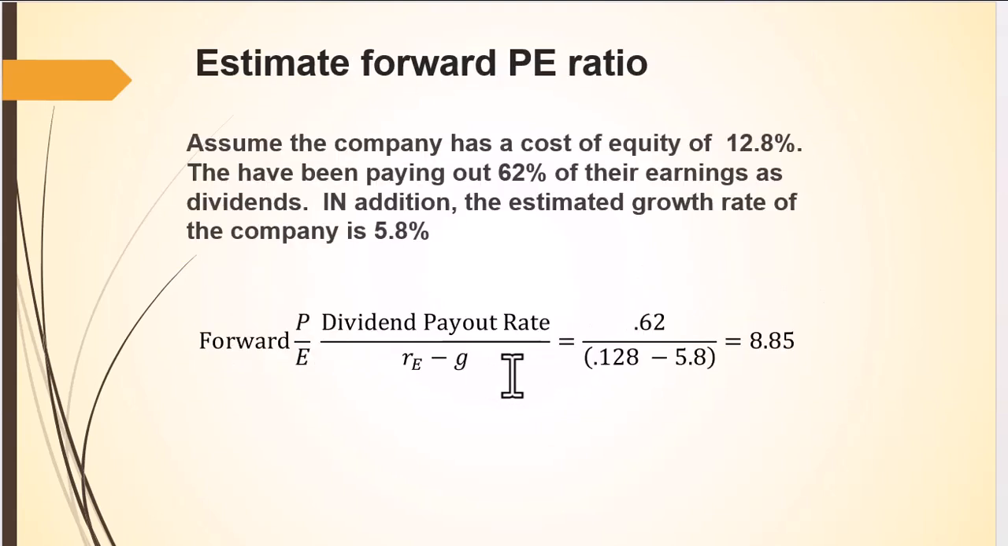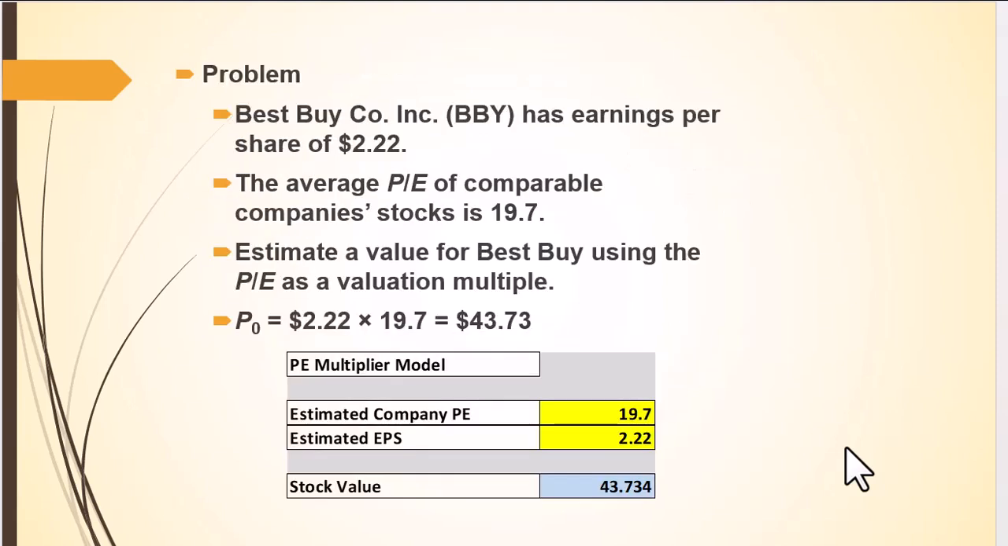So if a company has a cost of equity of 12.8%, they've been paying 62% of their earnings in dividends, and the estimated growth rate of the company is 5.8%. That comes out to be a forward PE ratio of 8.85. If you thought that next year your earnings per share were going to be $10, for instance, 8.85 times $10, you would predict a future price of $88.50.